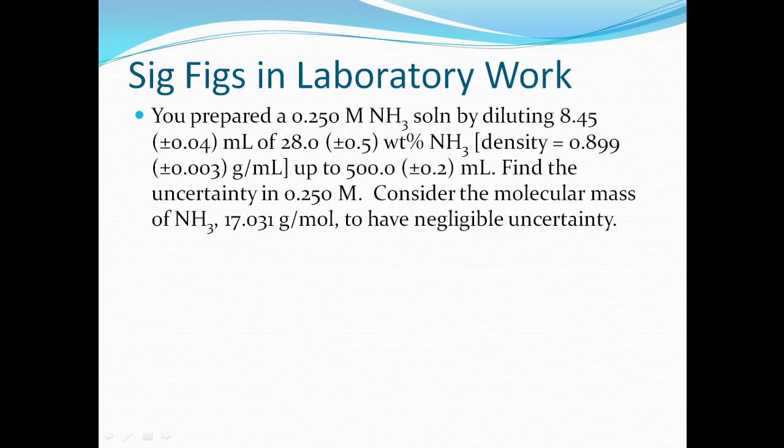You prepared a 0.25 molar NH3 solution, and you prepared it by diluting 8.45 mL of a 28 weight percent NH3 that has a density of 0.899 grams per mL. And you diluted it up to 500 mL. Find the uncertainty in that 0.25 molar solution.